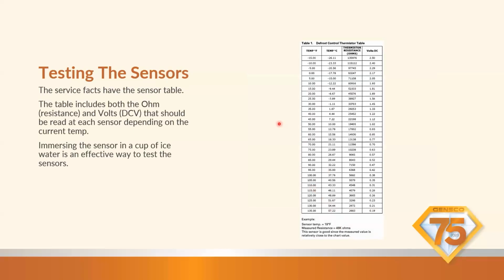When you want to test these coil temp sensor and the ambient temp sensor, in the service packs, it does have the readings for them, what you're looking for. It includes both the ohm resistance and the volts. We're looking for volts DC going to each of those sensors.